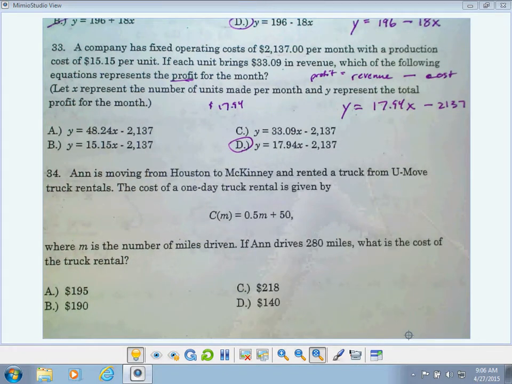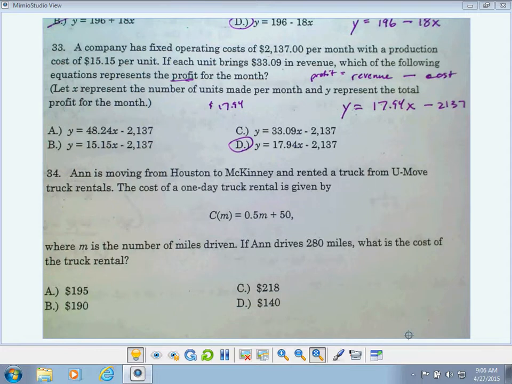But you could take that a step further if you really wanted to, maybe as an open-ended question, and say, well, what does it take to actually make a profit? And you want to know how many items it is, so you would solve this for X. But this doesn't ask us to do that, so we're not going to worry about that at this stage.